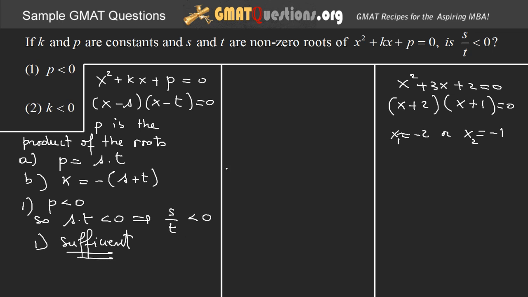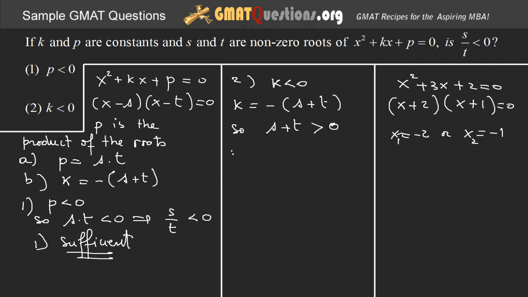Number 2, we are given that k is less than 0. But I must remind you that k is equal to negative of s plus t, as you can see here. So s plus t has to be greater than 0, no problem. I hope you can see that. But if the sum s plus t is greater than 0, does it help us know the sign of the quotient? I don't think so.